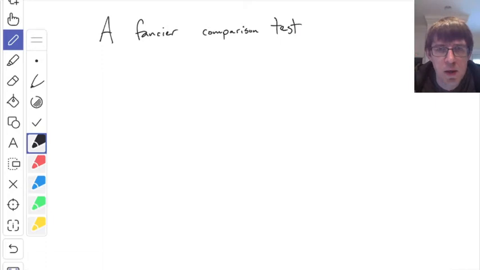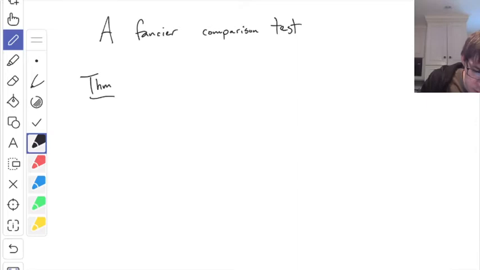comparison test can be a little tricky, because you have to make sure that you have that inequality sign going in the right direction. This fancier version does not require the inequality sign to be going in a specific direction, which makes it easier to do, although a little more complicated in the mechanics of doing it. Here it's called, so I'm just going to write it as a theorem here. The book calls it the limit comparison test.